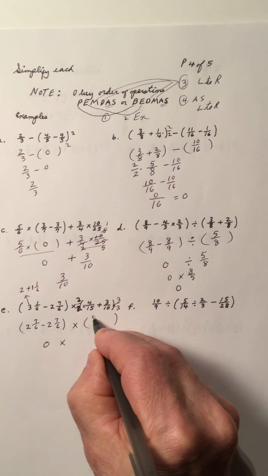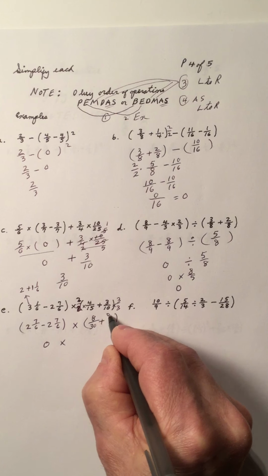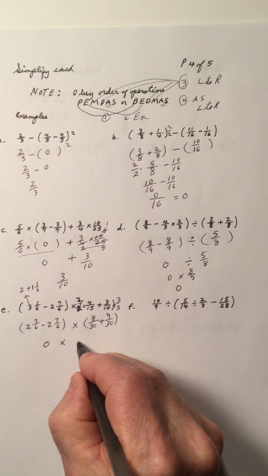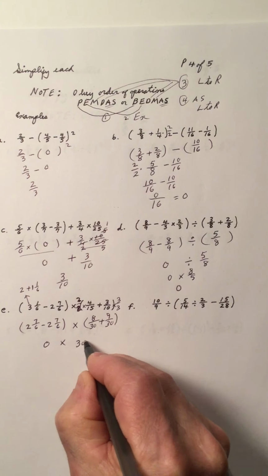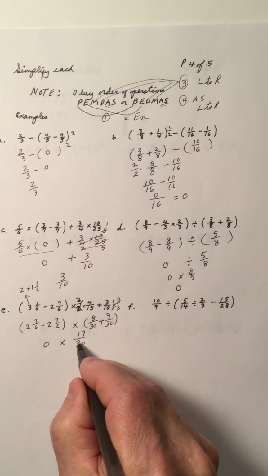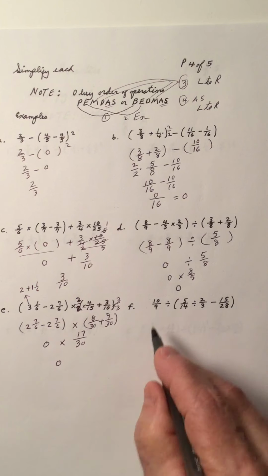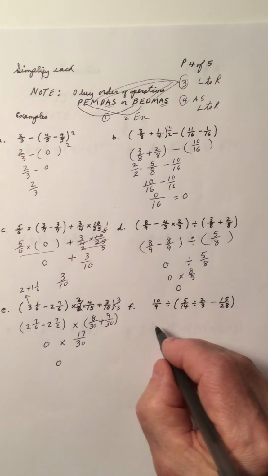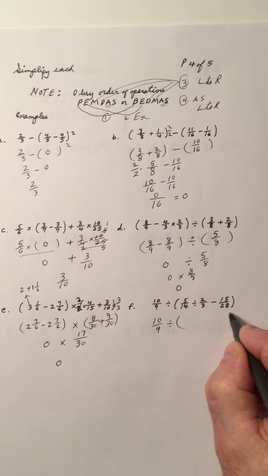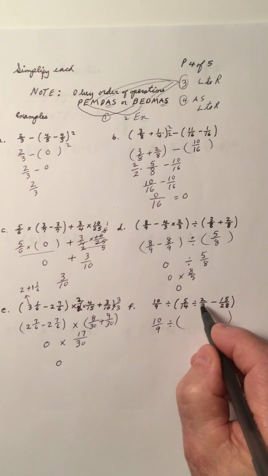So that gives me 8 over 30 plus 9 over 30. When I add that up, I get the common denominator is 30, and I get a 17, 8, 9. 0 times 17 over 30 is 0. And the last one we have here, we have to do the inside of our brackets first. So let's go to work. So we have a division and a subtraction. We'll do the division first.